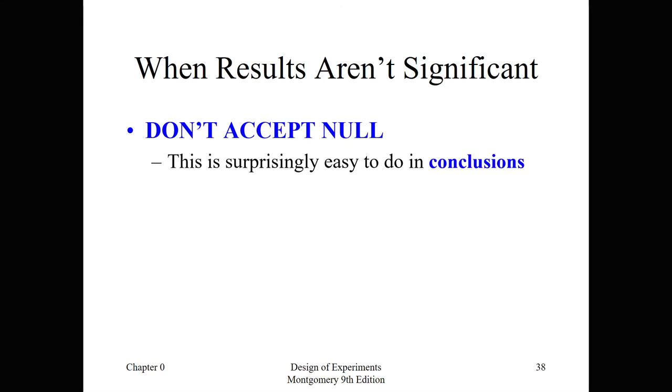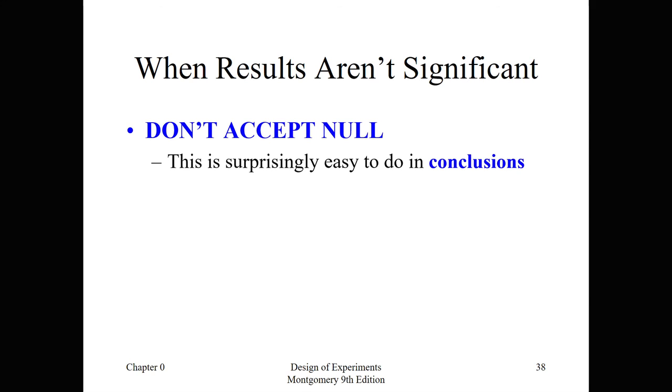And this is surprisingly easy to do in conclusions. Even if you mentally know, sometimes you'll catch yourself saying, well, there wasn't a difference between the two. And that's accepting the null hypothesis. Note that if I'm comparing two groups and the null hypothesis is that there's not a difference between the two, if my conclusion, when I don't find a statistically significant difference, is that there's not a difference between the two, then that is accepting the null hypothesis. So maybe jot that down on your notes.